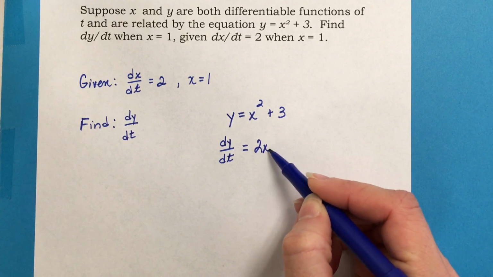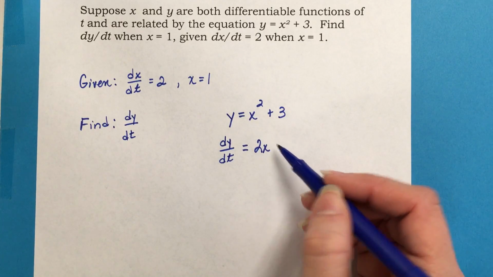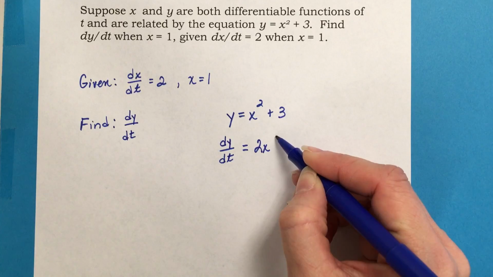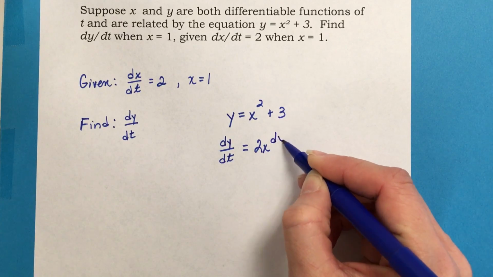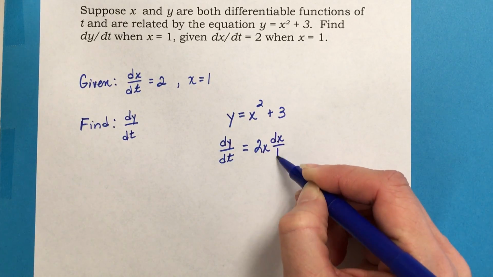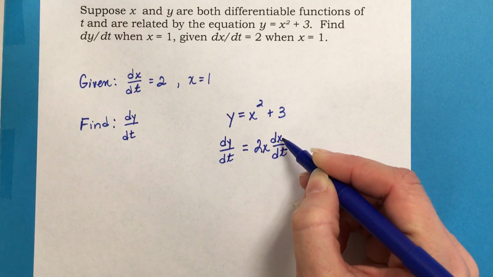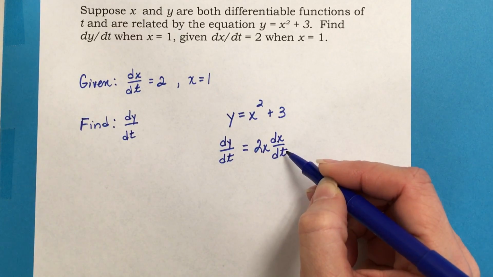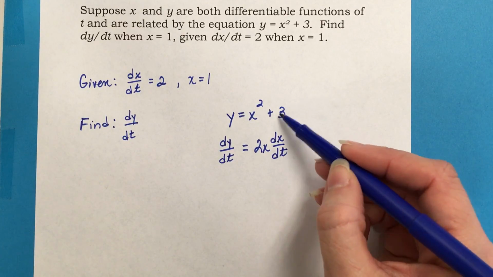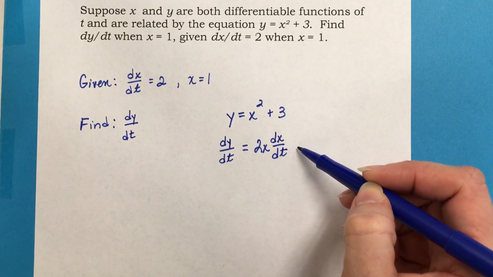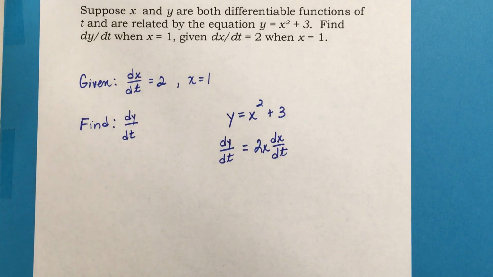But again, this is not a t, so that means you have to apply the chain rule, and you've taken the derivative of an x with respect to time. So you have to tack on the dx dt. And of course, the derivative of 3 would just be 0. Okay? All right, now there's step 3.